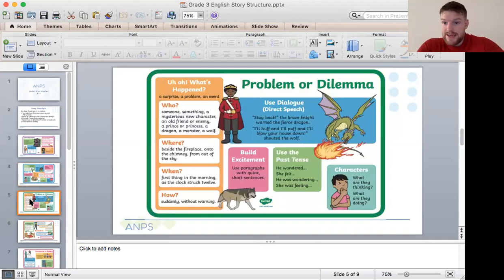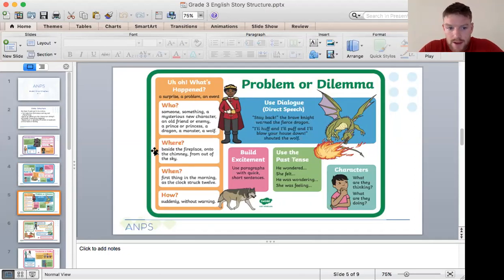Our third part is we need to introduce a problem or a dilemma, a surprise, a problem, or an event. So, who is introduced? Someone, something, a mysterious new character, an old friend or enemy, a prince or princess, a dragon, a monster, a wolf. So you're probably going to introduce someone or something new to the story.